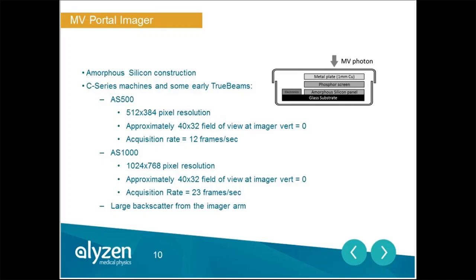But the big problem with both of these panels is you get some backscatter from the imager arm. This makes the response of the imager asymmetric, and I'll show you a little bit later about a pretty good example of why this is an issue, why we're going to see problems when we have backscatter, and that's going to create an over response closer to the gantry.